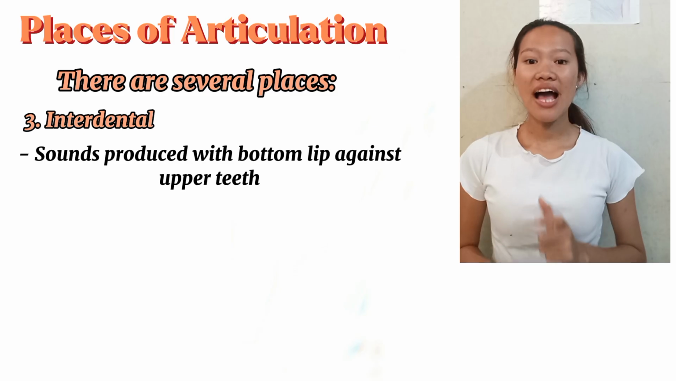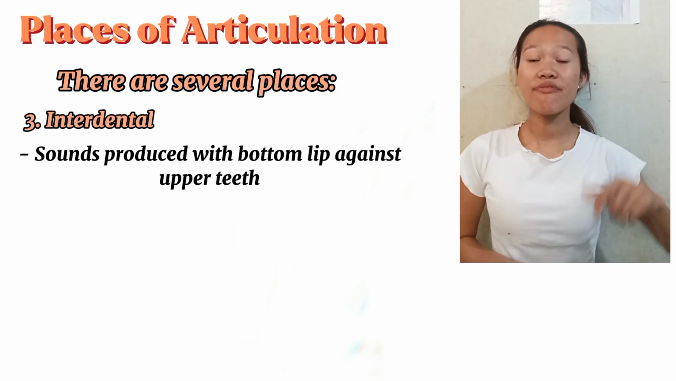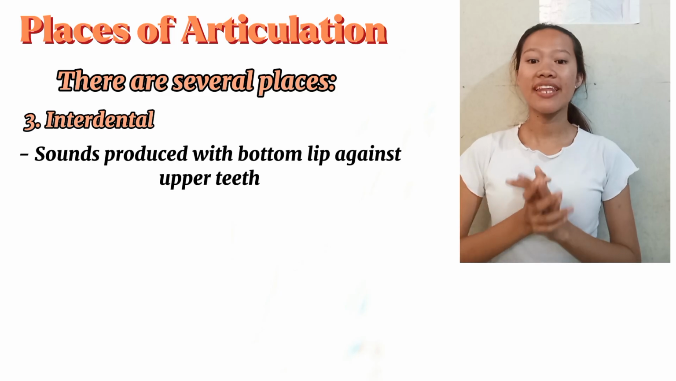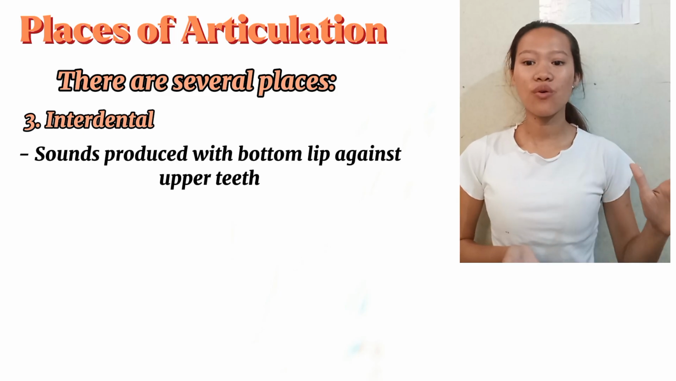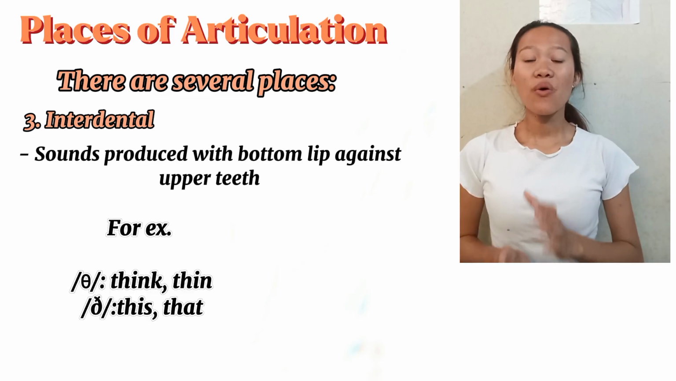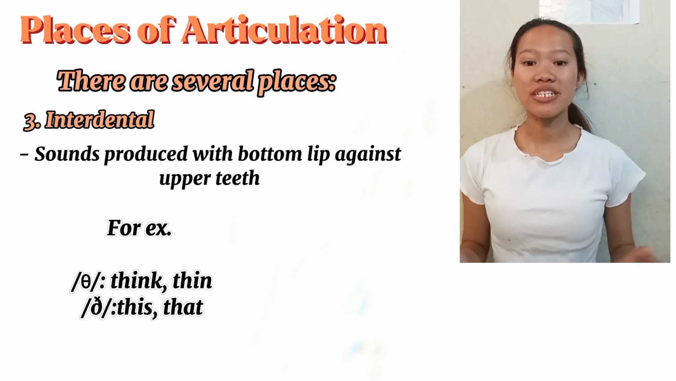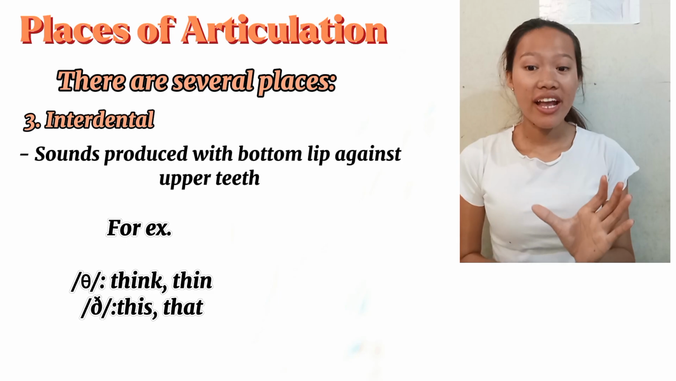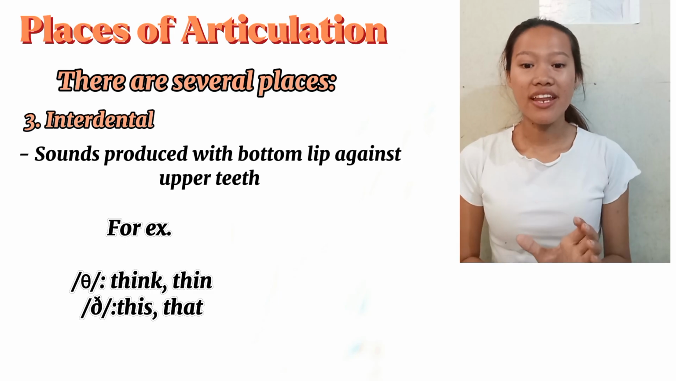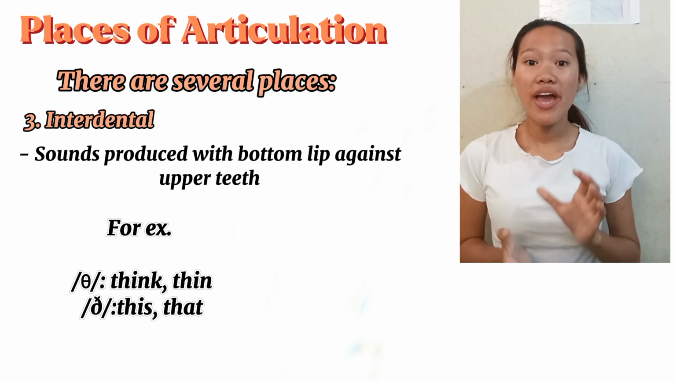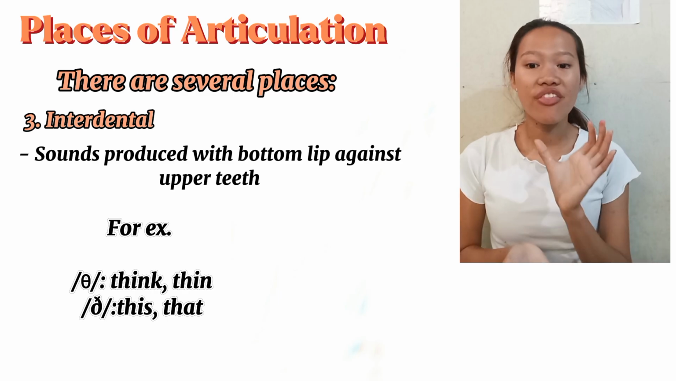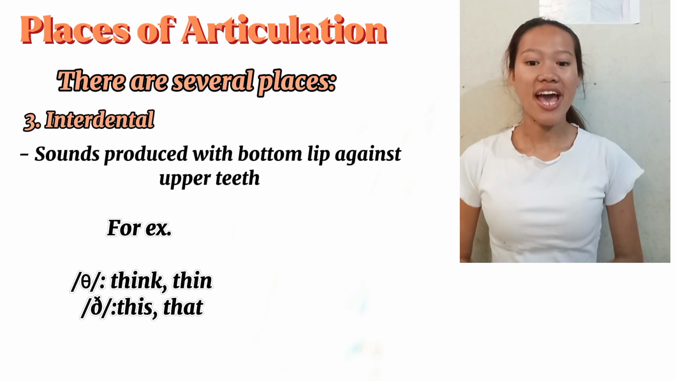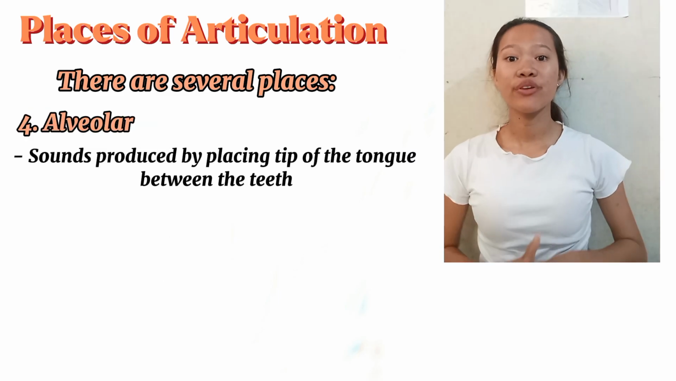An interdental sound is produced when you place the tip of your tongue lightly between your upper and lower front teeth and allow the air to pass through. For example, blow air out without using your voice. Think. Thin. The next, blow air using your voice. This. That. Now let's move on to the alveolar.